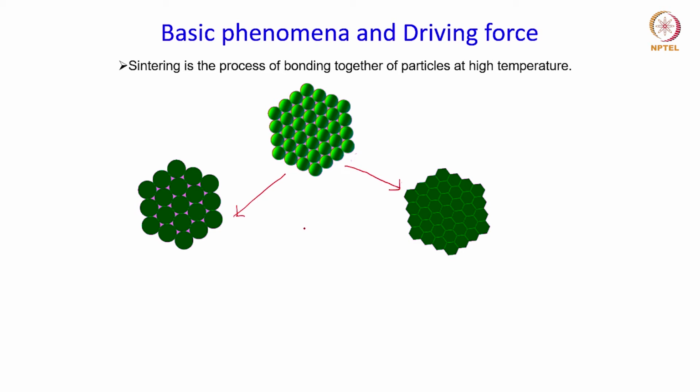Okay. So the occurrence of grain growth or coarsening during sintering is quite normal. So therefore, apart from densification, coarsening will also occur simultaneously in the compact.